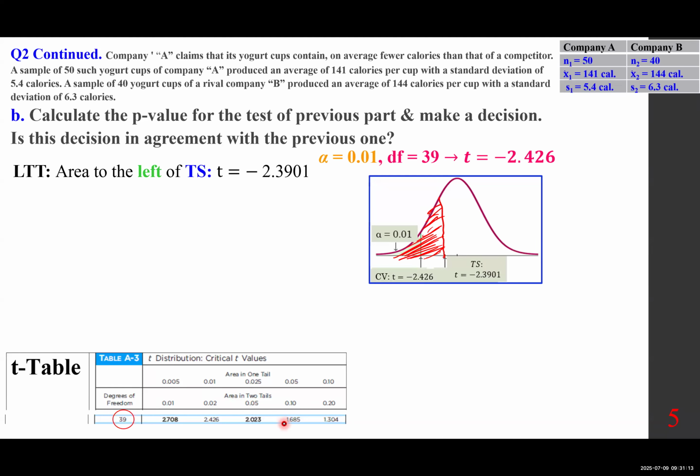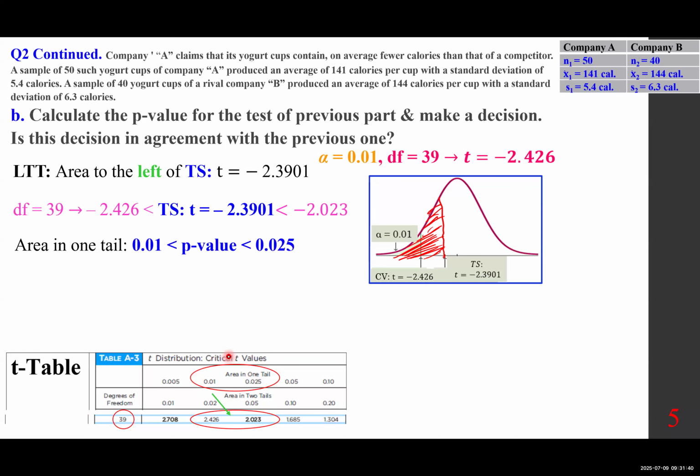So this is degrees of freedom 39, and this is the number that contains it. So negative 2.3901 is between negative 2.426 and negative 2.023. Positive is between the positives. And therefore, the area is also between these two numbers. So the area in one tail, because it was a left tail test, is between these two numbers.